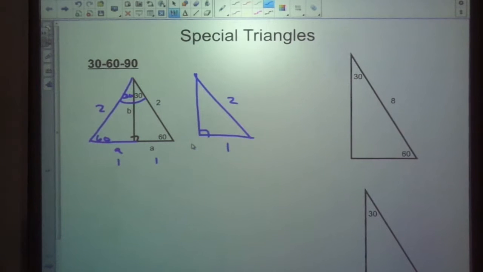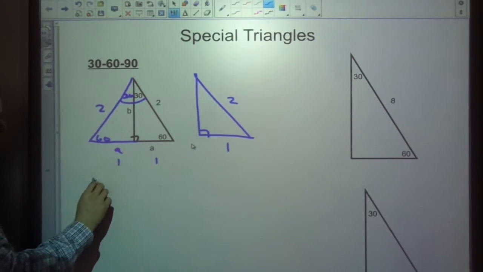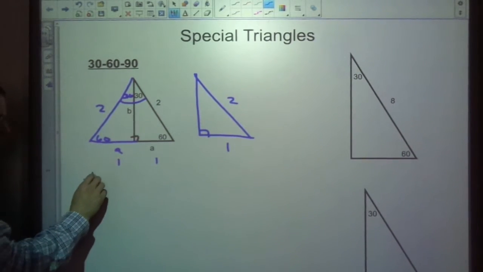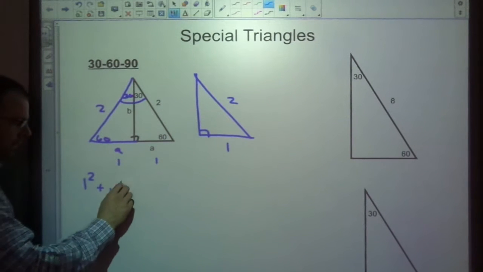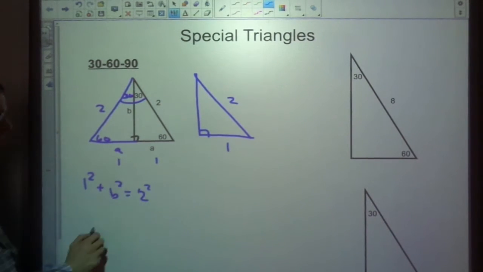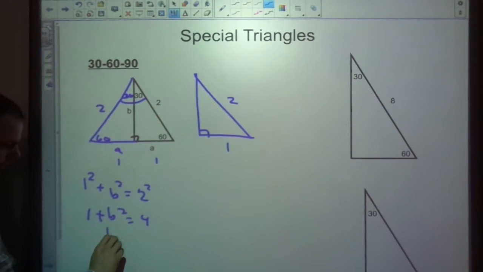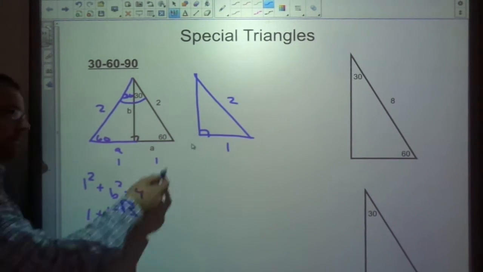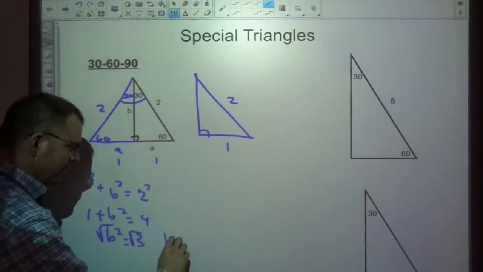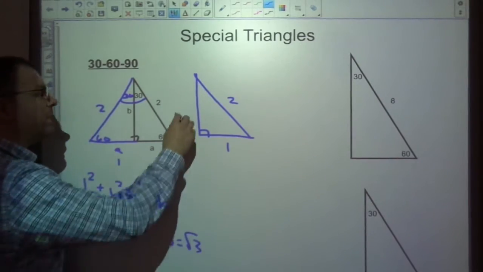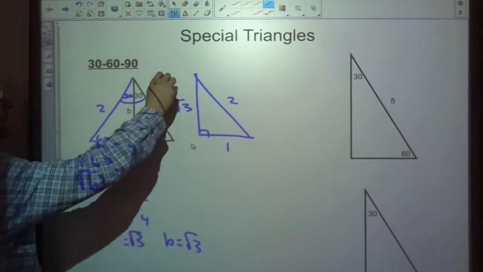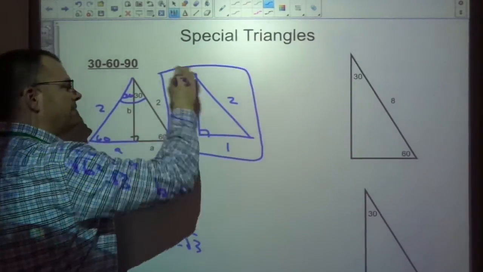B. So we could use a squared plus b squared equals c squared to figure that out. 1 squared plus b squared equals 2 squared. And that's going to be 1 plus b squared equals 4. So b squared equals 3. So square root that is positive or negative, but we can't have a negative because it's a length here. Square root of 3.